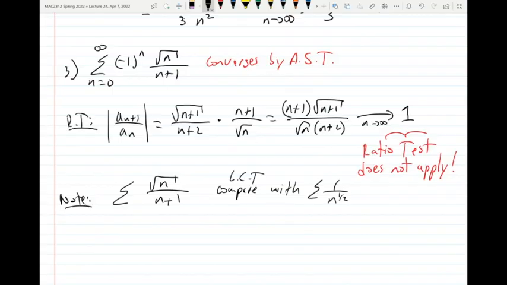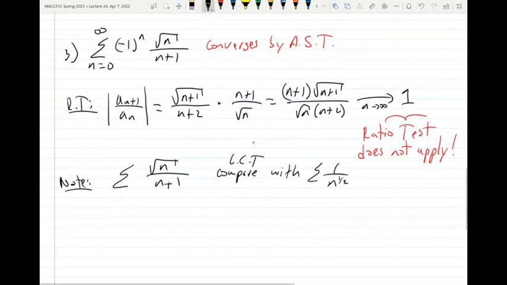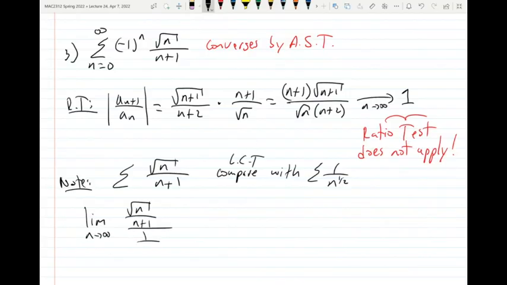N to the 1/2, right? 1 over the square root of n. So that means that we're going to take the limit as n approaches infinity of this guy over 1 over the square root of n. And we know that this one diverges. And the point is that when this goes to the top, we're going to get a square root of n times square root of n, so that's just n over n plus 1, right? So this limit is equal to 1.